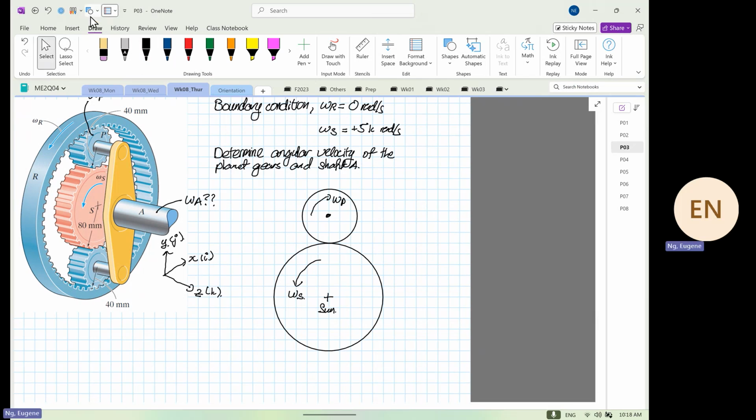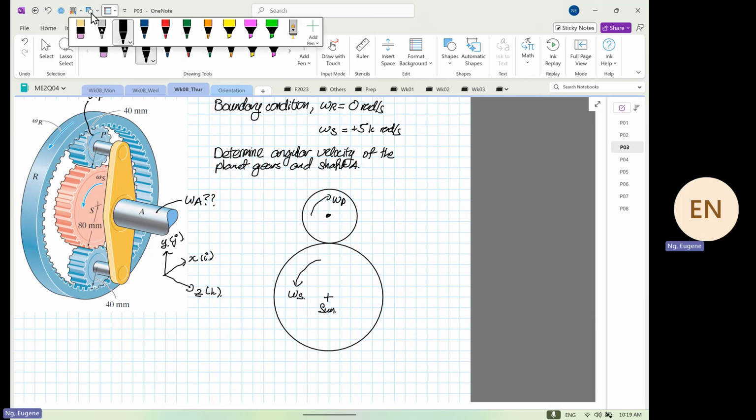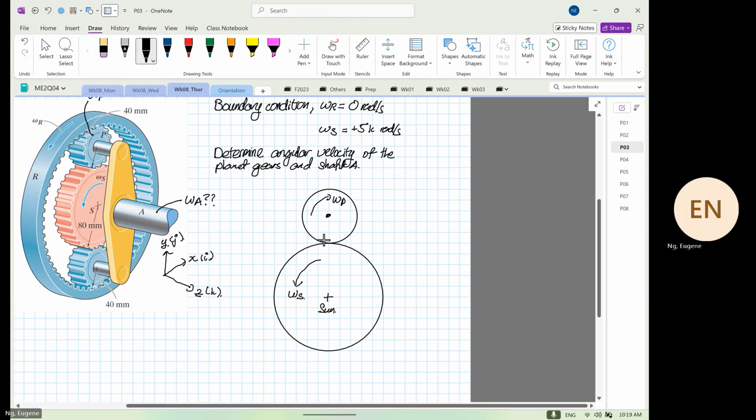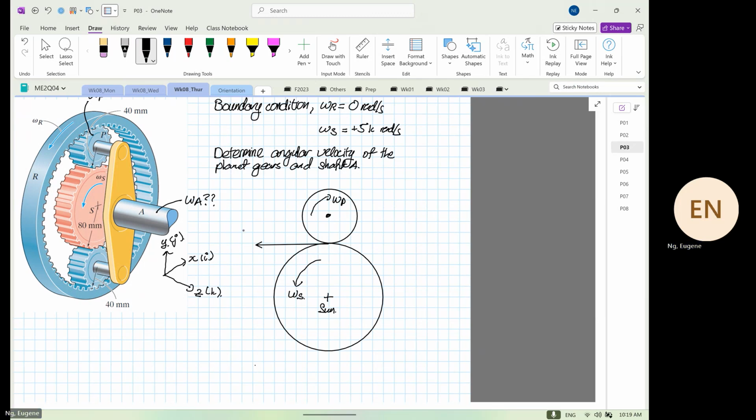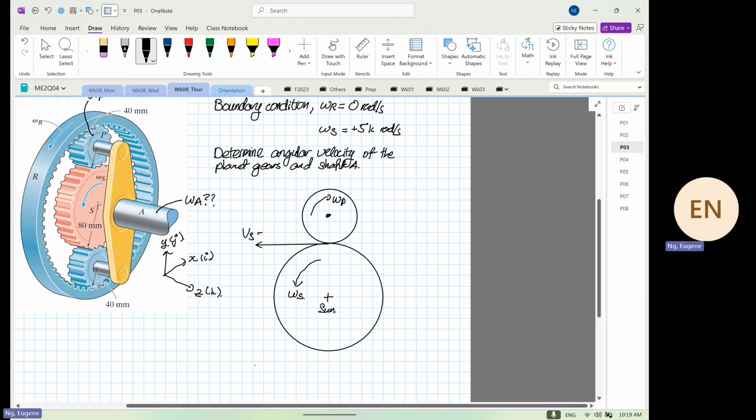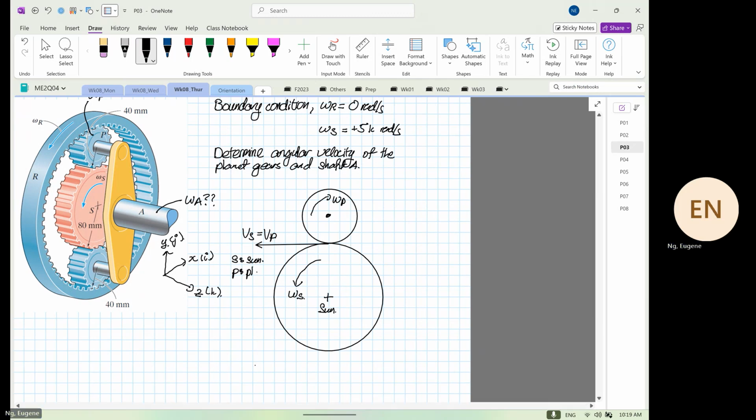Okay. So over here, we can generate this, and this is our VS, which is equal to our VP, where S denotes the sun and P denotes the planet. Okay, where VS is equal to VP.